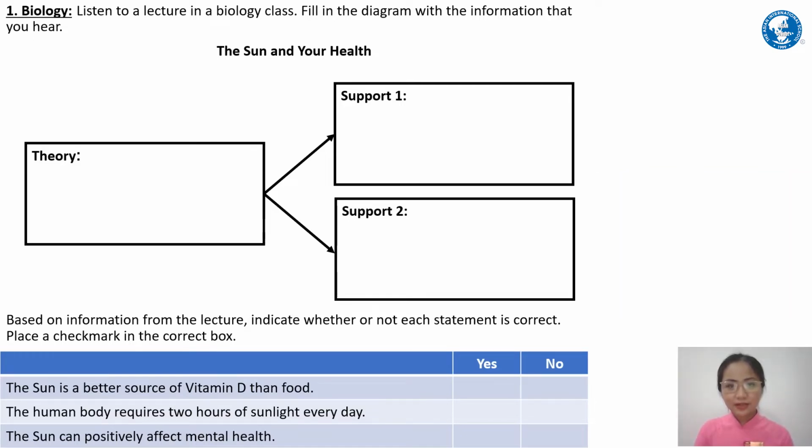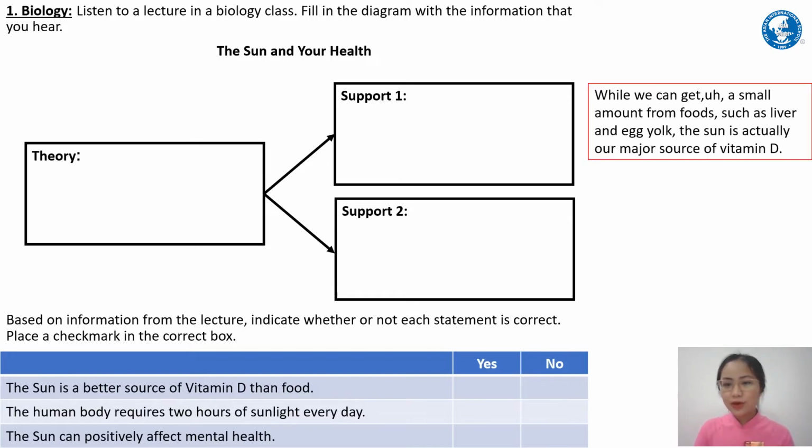Now, let's check the answers together. Based on information from the lecture, indicate whether or not each statement is correct. Place a check mark in the correct box. So for the first statement, the sun is a better source of vitamin D than food. Yes or no? In the recording, it says a small amount from food, such as liver and egg yolk. The sun is actually our major source of vitamin D. So for the first statement, the answer is yes.